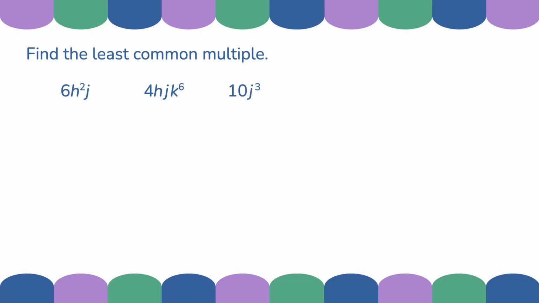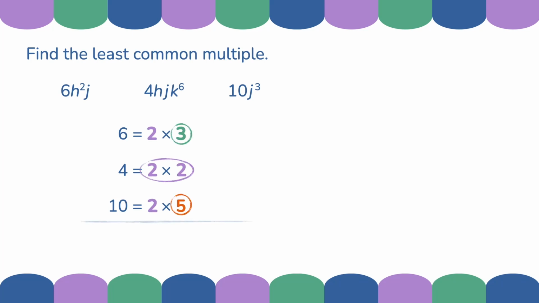Let's start by finding the lowest common multiple of the coefficients, 6, 4, and 10. 6 as a product of its primes is 2 times 3, and 4 is 2 times 2, and 10 is 2 times 5. The LCM of 4, 6, and 10 is 2 times 2 times 3 times 5, or 60.